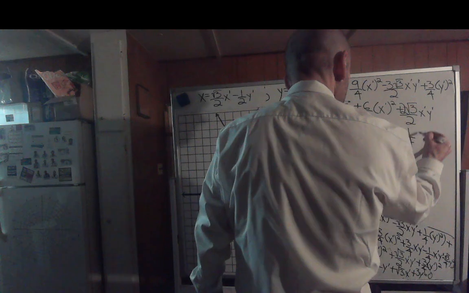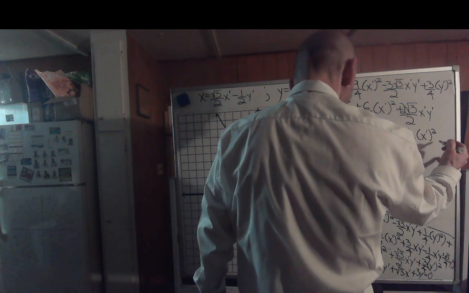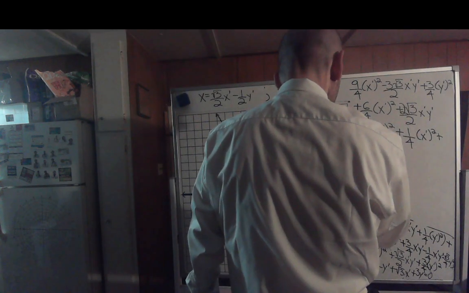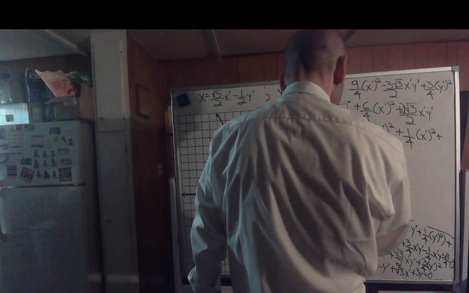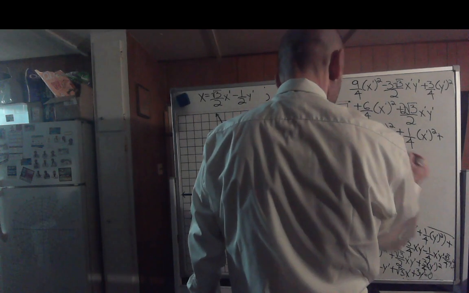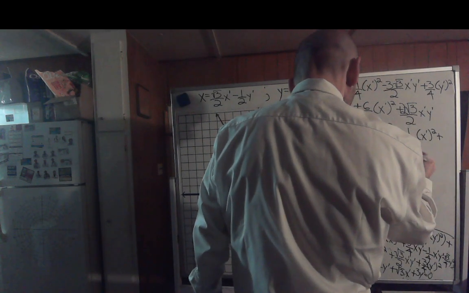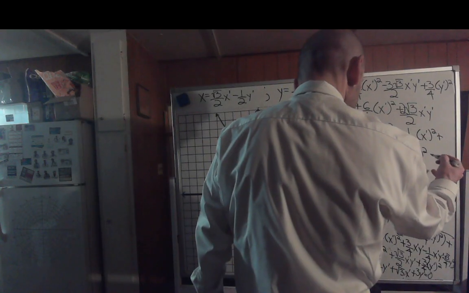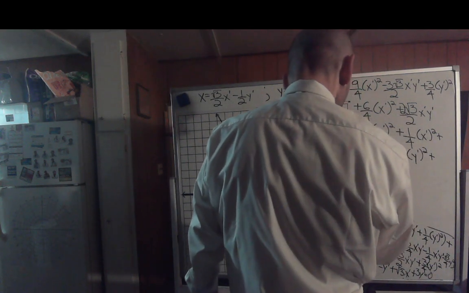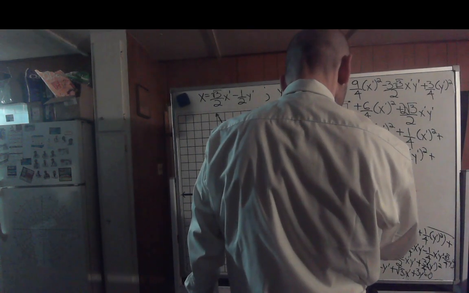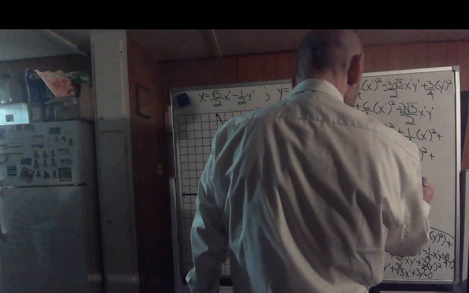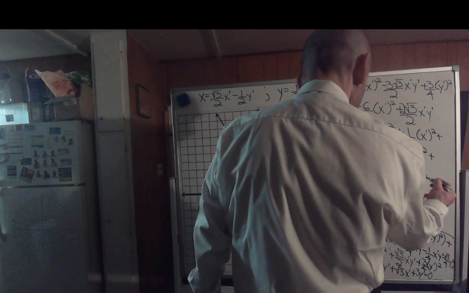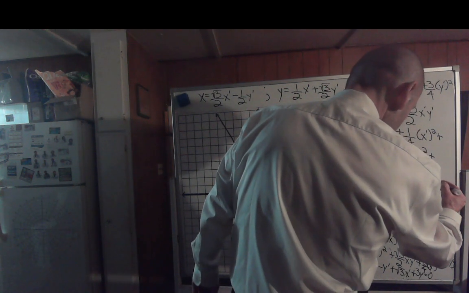Then just add all these other terms. You'll have plus 1/4 x prime squared plus square root of 3 over 2 x prime y prime plus 3/4 y prime squared plus square root of 3 x prime minus y prime plus square root of 3 x prime plus 3y prime equals 0.